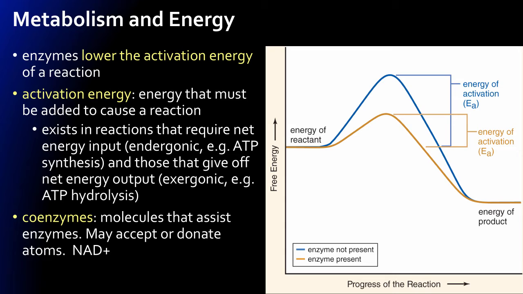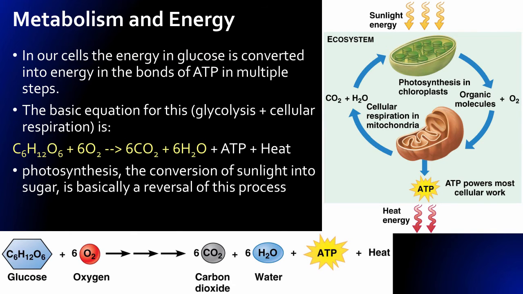And enzymes will often need assistance. We call the things that do that coenzymes. These are molecules that assist enzymes, and one of the prominent ways in which they do this is by accepting or donating atoms or electrons. And so we're going to take a look at NAD+ in a moment as being a coenzyme which assists us with our glycolysis process. All right, so what do we want to know about energy?